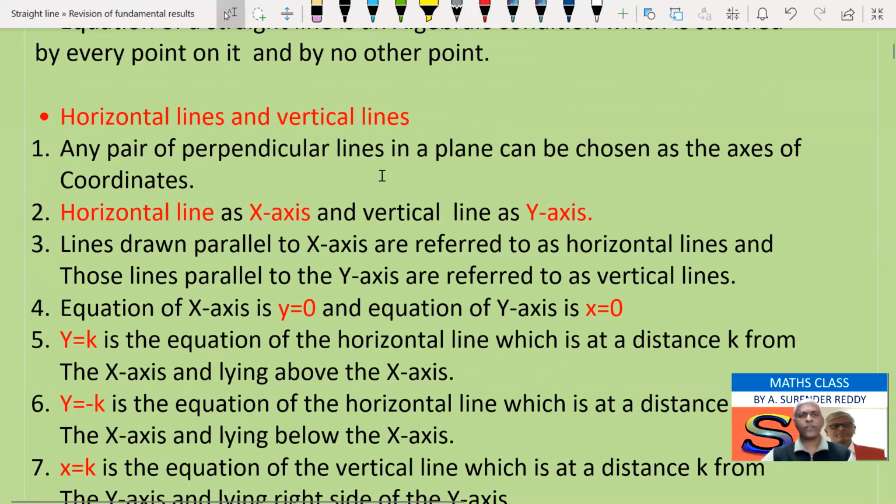Any pair of perpendicular lines in a plane can be chosen as the axis of coordinates.